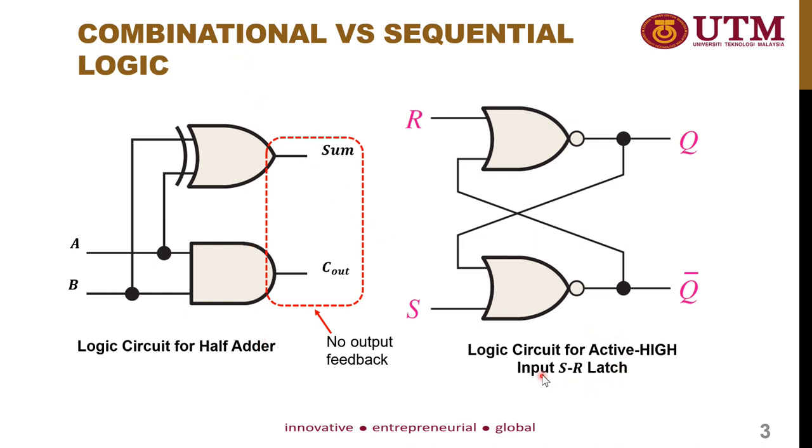But for the active high input SR latch, there is output feedback that comes from the output and goes towards the input of the logic gates. So from this circuit, you can say that the active high input SR latch is a sequential logic circuit.